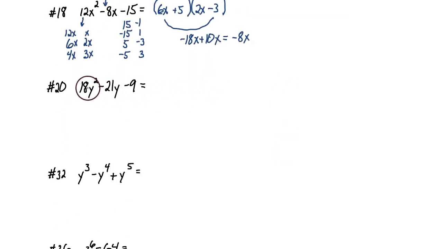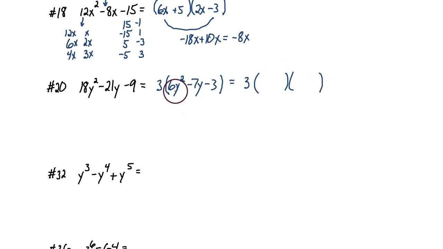Number 20. There is a greatest common factor. All three of these numbers divide by 3. So write that down and then make a set of parentheses following. 3 times 6y squared makes the 18y squared. 3 times negative 7y makes the negative 21y. And 3 times negative 3 makes the negative 9. Now let's try to factor this trinomial farther. Here's the 3, and let's make 2 sets of parentheses.